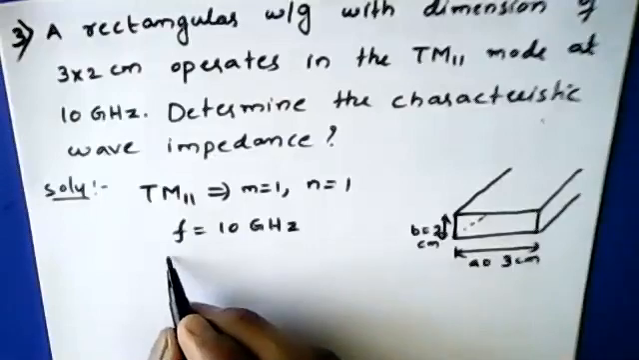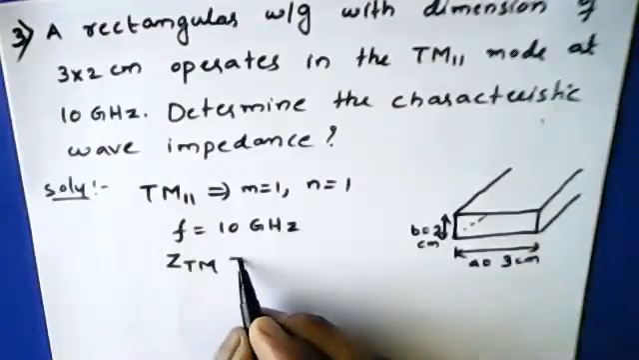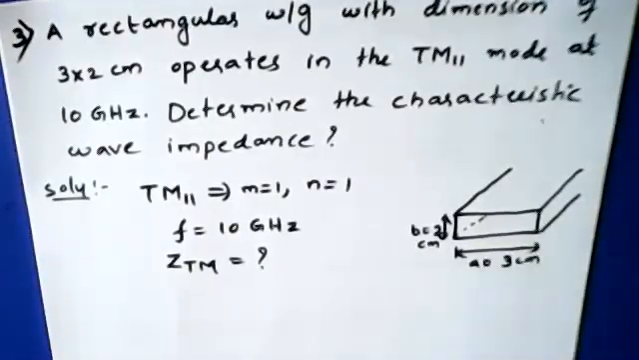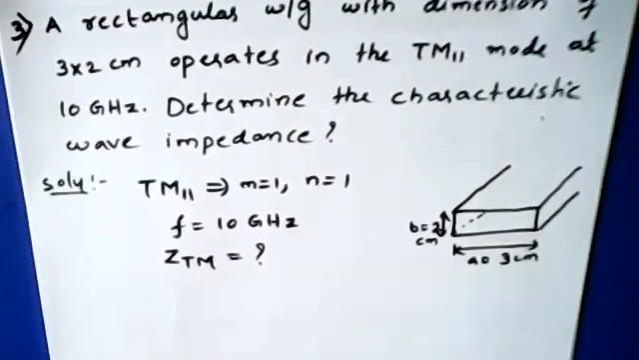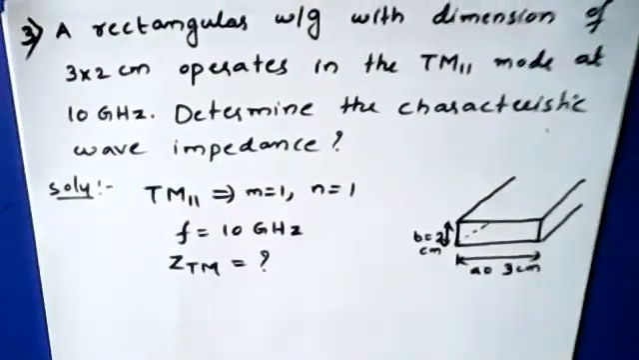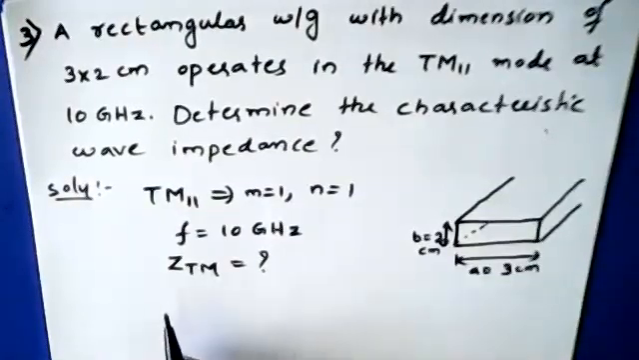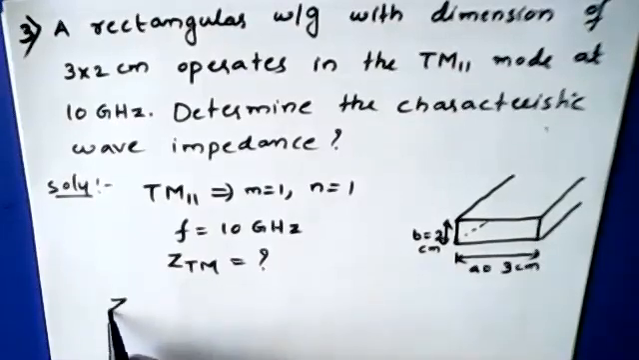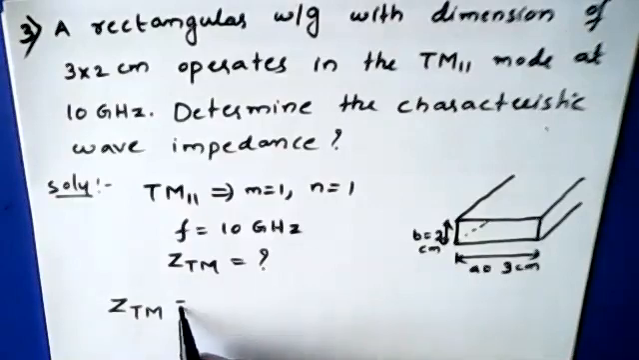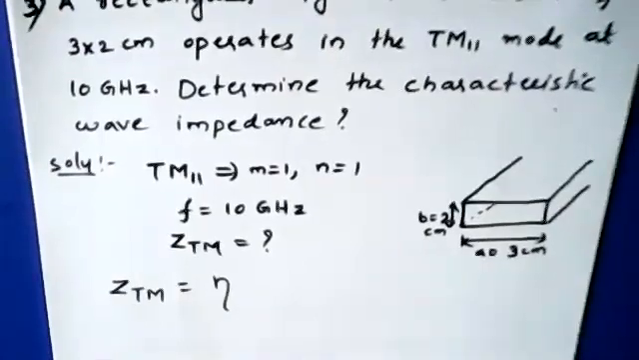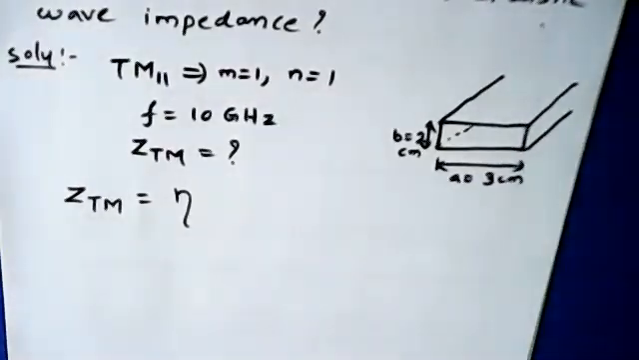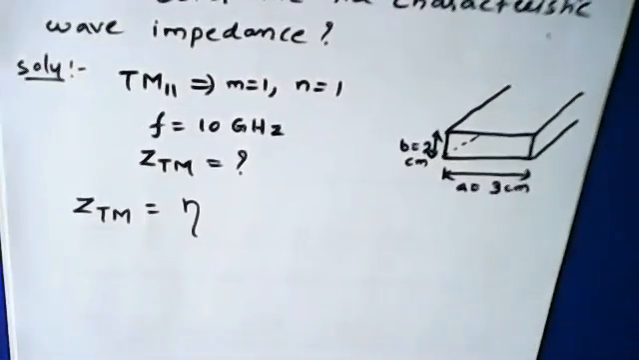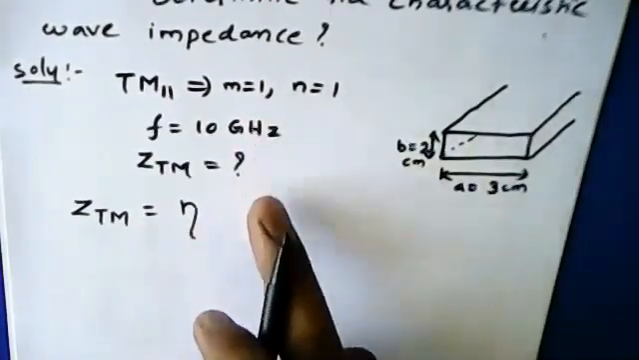Now we need to calculate the wave impedance ZTM. Now we have an expression for ZTM. What is the ZTM expression which we derived yesterday? I've told you to take screenshots and keep following the things there. So this is the given data.